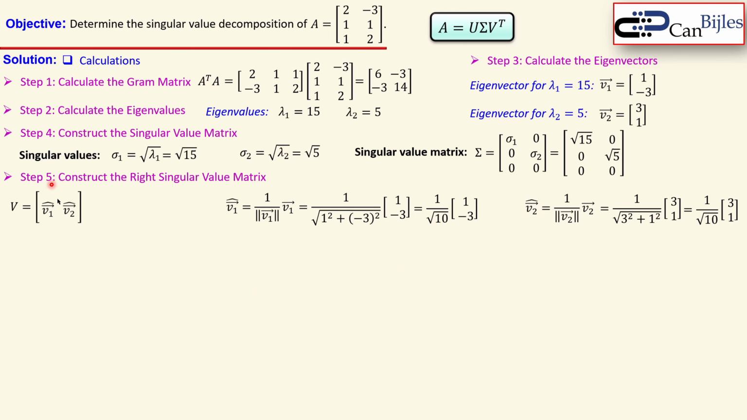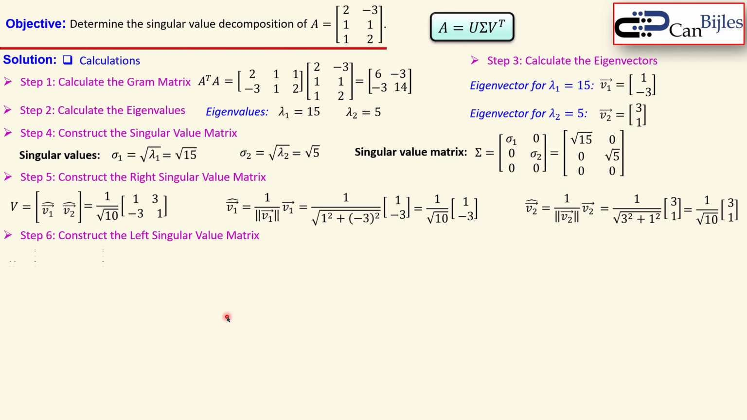So that will be in here and in there. And that's shown here. Since we have all 1 over the square root of 10, we can take it out, and we have here our right singular value matrix. Okay, now we need to construct the left singular value matrix.